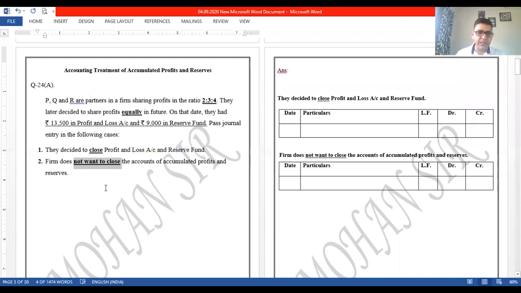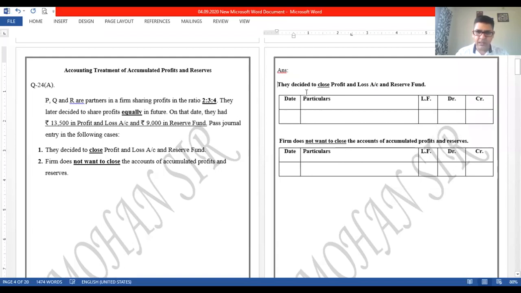Okay, so both the cases are there with us. Case 1 is very simple. Let us complete that part first of all. In case 1, the partners have decided to close the P&L account and the reserve fund. So we need to distribute the profits and the reserves in the old ratio. Now, a balance in profit and loss account, when nothing is mentioned, we always have to assume that it's a credit balance. If it is a debit balance, they need to mention it.